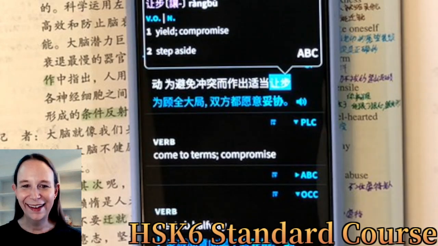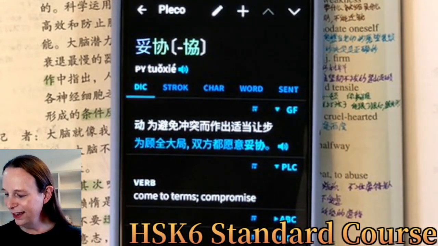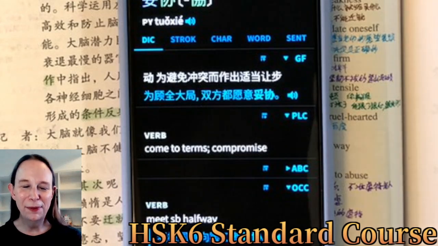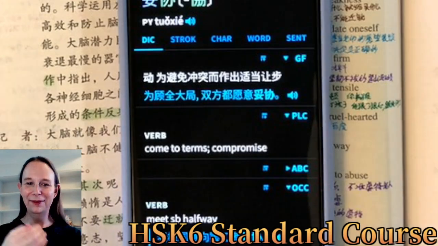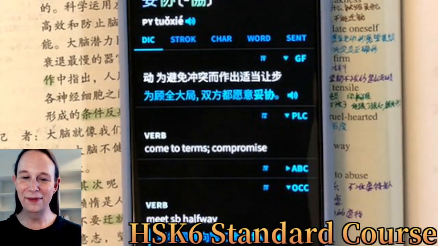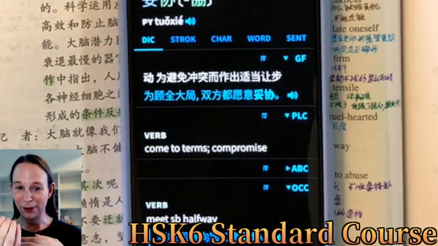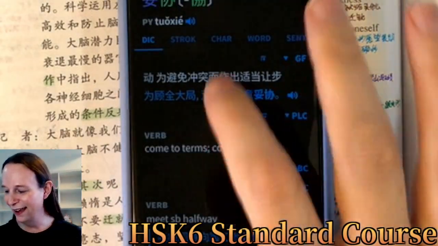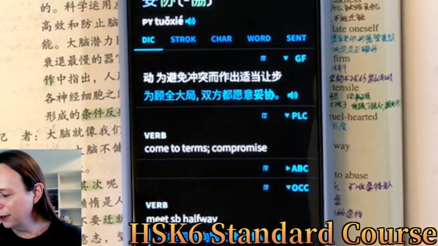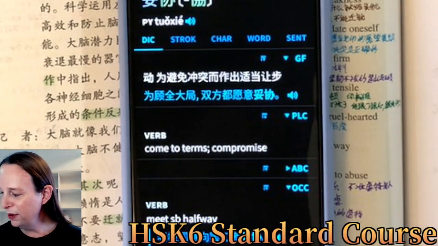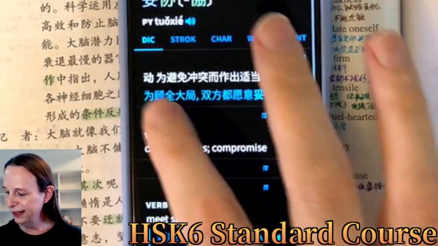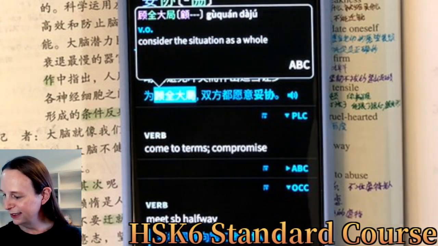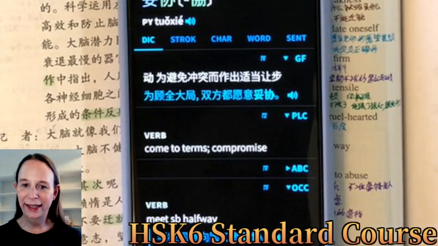让步. 妥协, you try to meet someone halfway. It's what reasonable people do, but if you're working with someone who's being unreasonable, you discover that if you 让步, if you 妥协, then you discover the new middle point is much closer to where they are. 为顾全大局，双方都愿意妥协. What is this? 顾全大局. Assessing the situation on the whole. All right. 双方都愿意, so both sides are willing to meet in the middle.